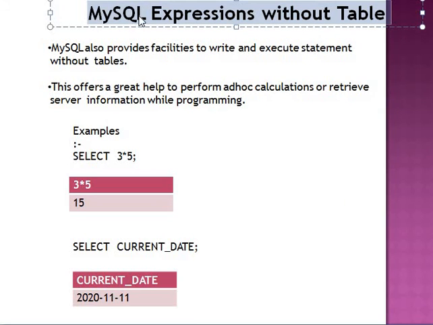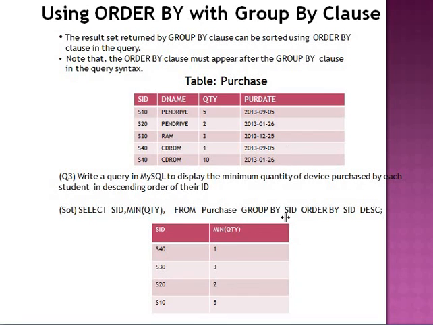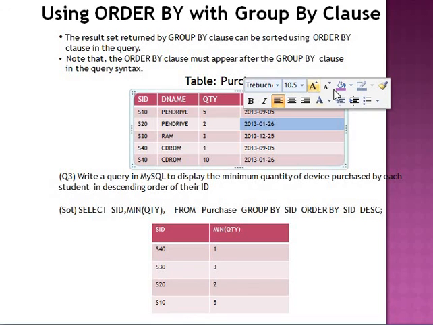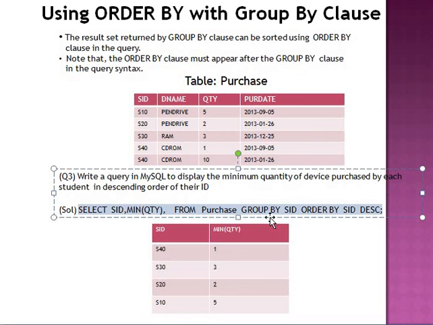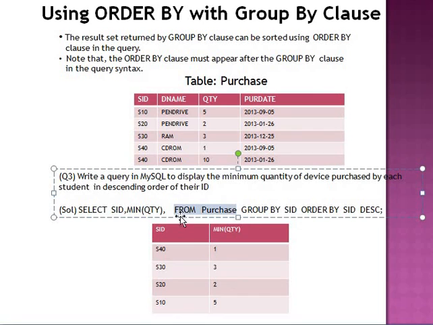Now if I have to look at some MySQL expressions that do not make use of a table, the example is this one. See, this SQL statement does not make use of any table. If you look at my previous SQL queries, they make use of a table, isn't it? This particular SQL statement has made use of a table, identified by the name purchase, and that is represented here. We make use of the from clause to refer to the table purchase here.